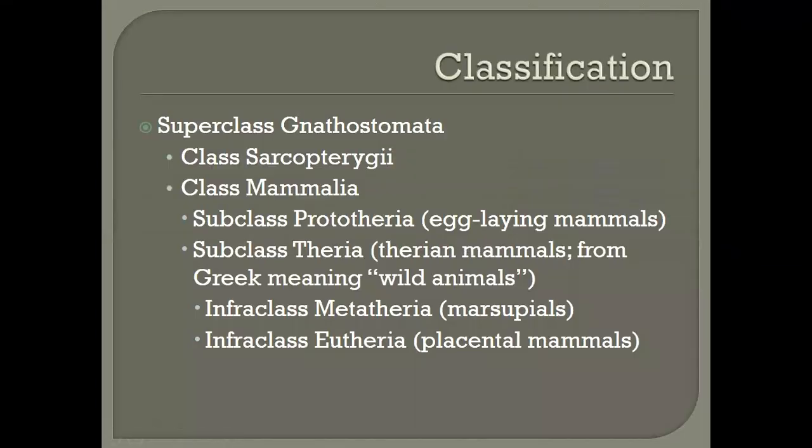Before we continue talking more about mammals, I wanted to actually show you some of the mammals that we'll be talking about as we continue on through this semester. When we talk about mammals, we are talking about organisms that are in the superclass Gnathostomata, class Sarcopterygii, class Mammalia. And then we have 2 subclasses, Prototheria, which are our monotremes, and Theria, which are our marsupials and our placentals.